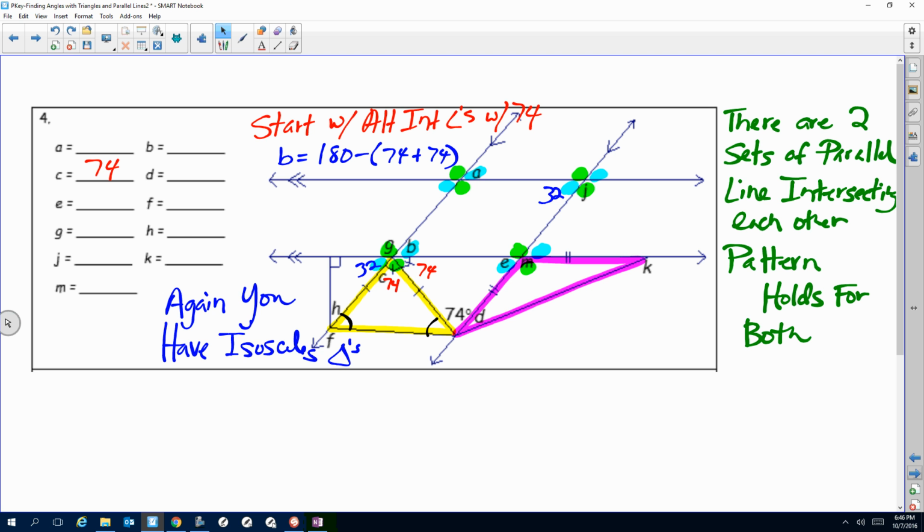On 4, you need to start with your alternate interior angles with the 74. Again, I'm showing you that you have this marking on the arcs, on the angles, to show that they're congruent.